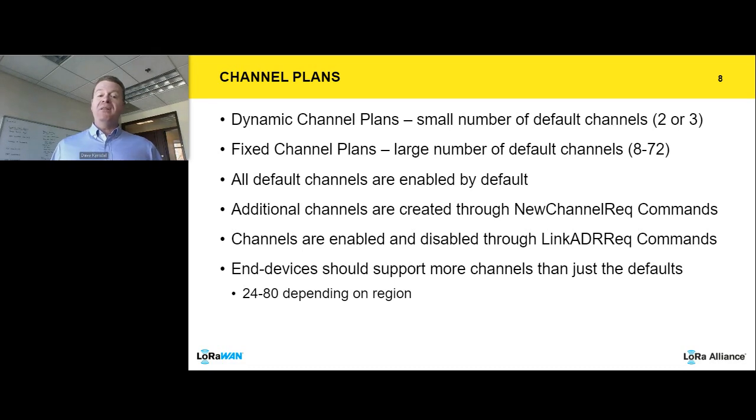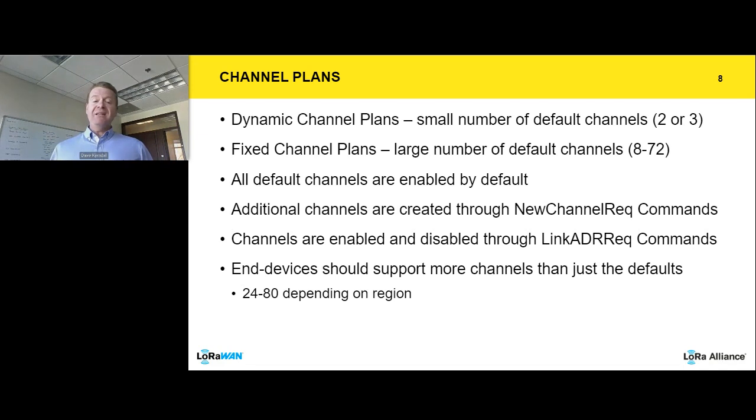In a fixed channel plan, there's a very, very large number of default channels. In most of the plans today, that is 64 to 72, depending upon how you look at it. Historically, fixed channel plan regions were not enabled with the ability to add any additional channels to those plans. That's something that is going to be changing in the future, where all plans will be able to support that capability. Important things: all the default channels are enabled by default, obviously. Additional channels may be created through this new channel request command. And then channels, regardless of the plan, are enabled and disabled through link ADR commands.